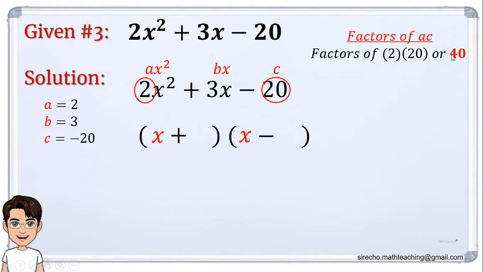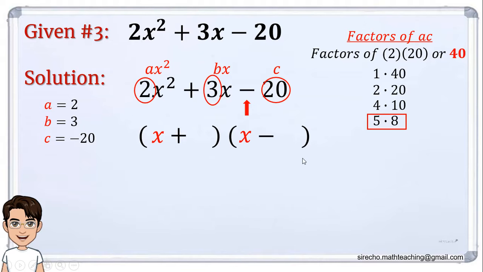So, factors of 40, what are they? 1 times 40, 2 times 20, 4 times 10, and 5 times 8. Okay? So, now, which among these pairs of factors ang kapag pinag-minus, ang sagot ay 3? Okay? So, ang tamang sagot ay 5 and 8. And then, ang sunod natin gagawin is to identify saan natin ilalagay ang 5 and 8 dito sa loob ng ating mga parentheses. So, dapat hindi magkamali ng lagay.